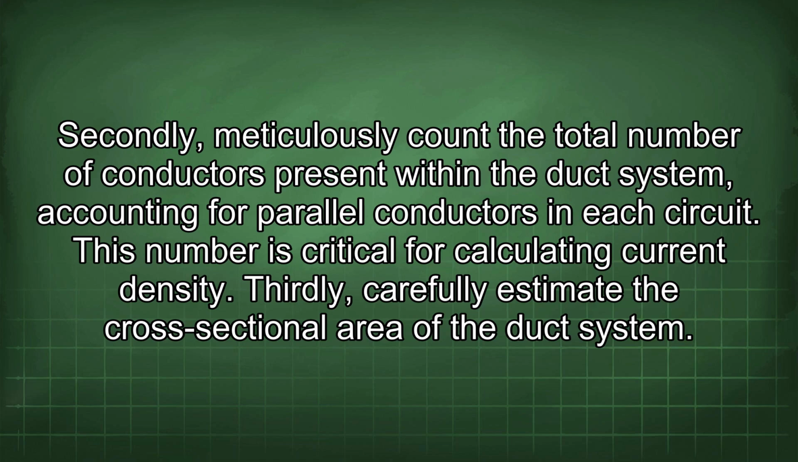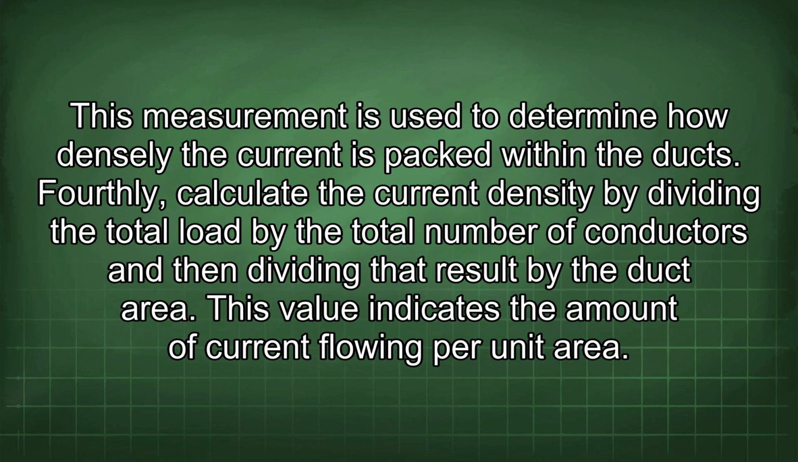Thirdly, carefully estimate the cross-sectional area of the duct system. This measurement is used to determine how densely the current is packed within the ducts. Fourthly, calculate the current density by dividing the total load by the total number of conductors and then dividing that result by the duct area. This value indicates the amount of current flowing per unit area.